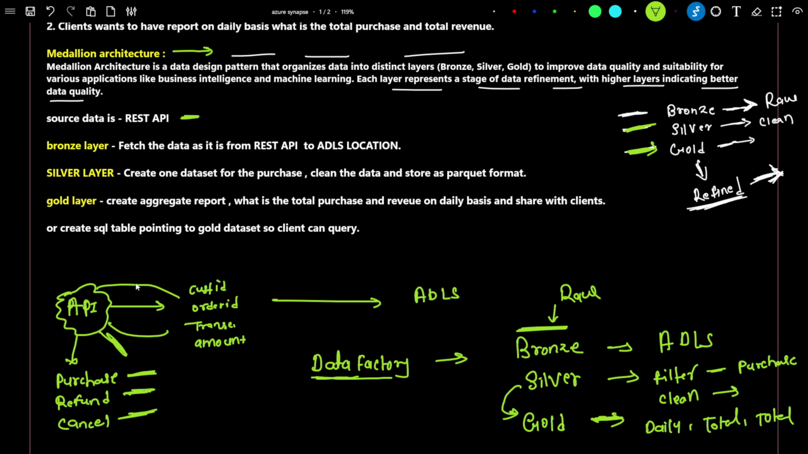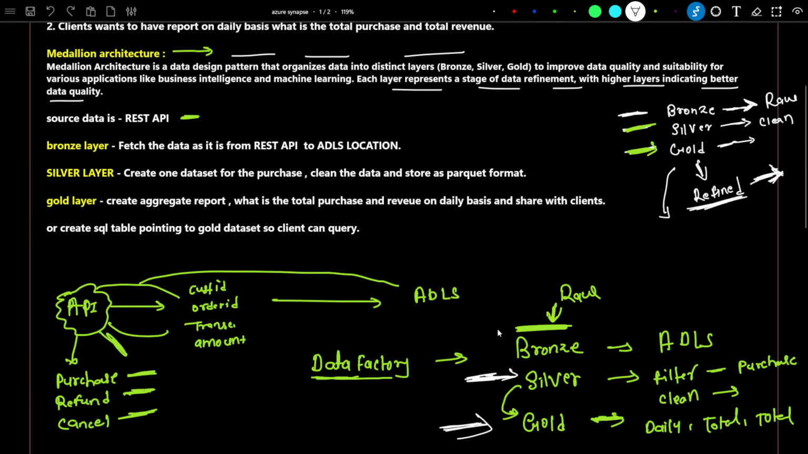From my API we will bring all the data into an ADLS location, that is the bronze layer. So here we will have all kinds of data. Now coming to the second layer, the silver layer, here we will do some filtering, specific to what the business is asking of us. We'll filter the data and clean the data in the silver layer. Now in the final layer, the gold layer, on a daily basis, we'll create a report of the total revenue and the total number of purchases, and we will share it with the partner. So this is the whole project we are going to do.